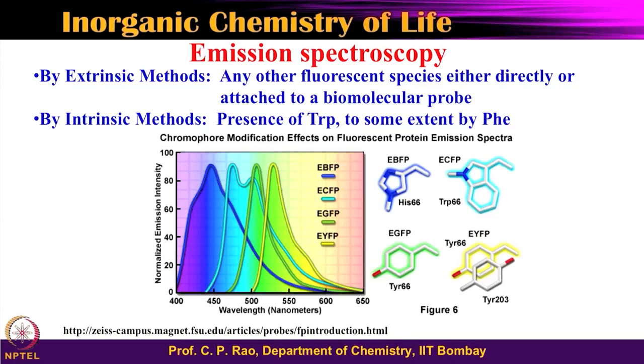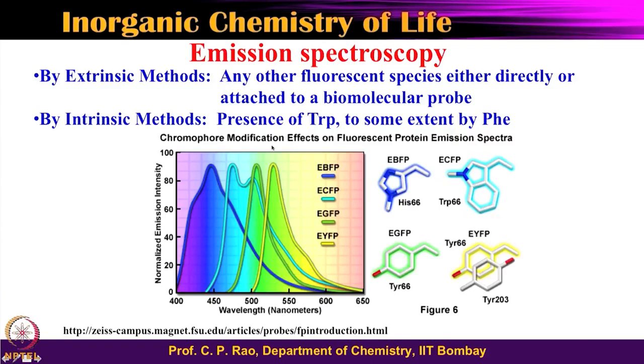Okay, so let us look at one example, a chromophore modification that affects the fluorescent protein. So the emission spectra. You can look at one of the cases, the emission blue, B stands for blue here, fluorescence protein. And then in the second case here, the cyan color, emission cyan, fluorescent protein. Then emission green, G stands for green, fluorescent protein. And emission Y stands for yellow. So emission Y, that is yellow fluorescent protein.